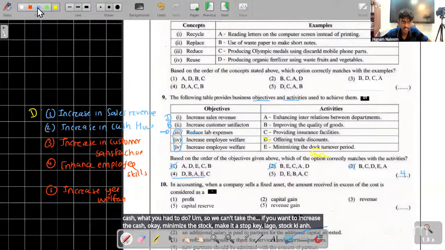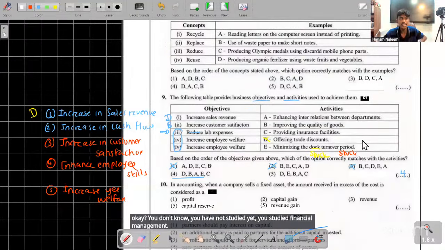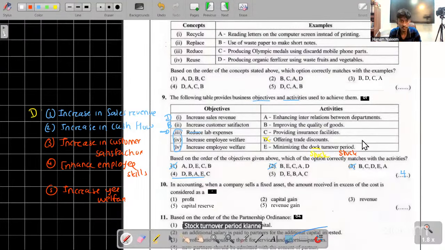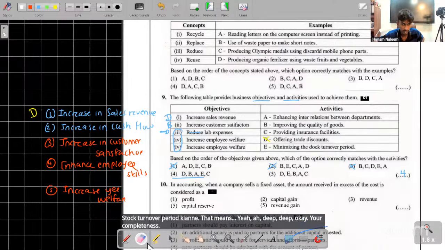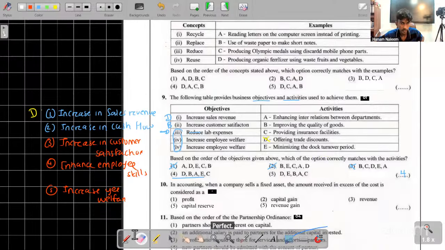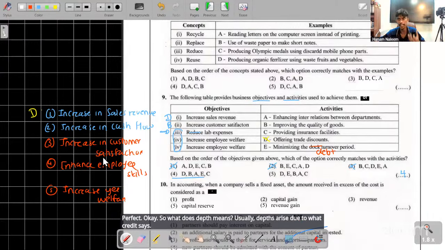Okay, you have not studied this yet. You study it in financial management. Stock turnover period means, okay, wait. So what does debt mean? Usually debts arise due to credit sales. So what is the debt turnover period?